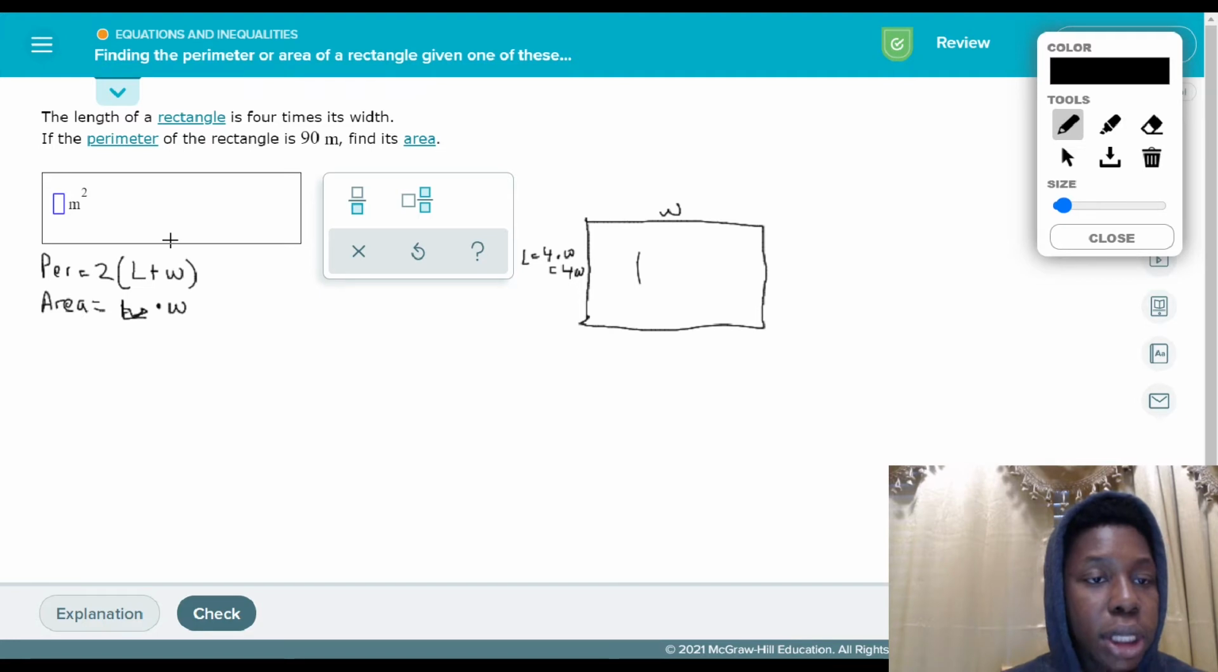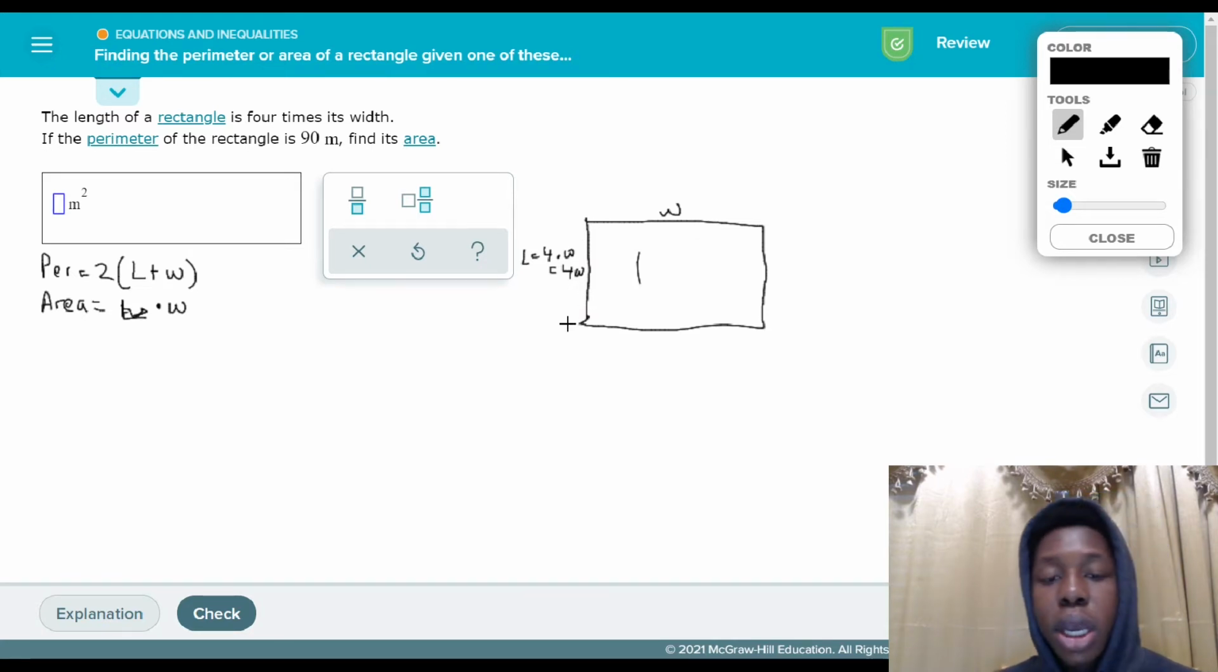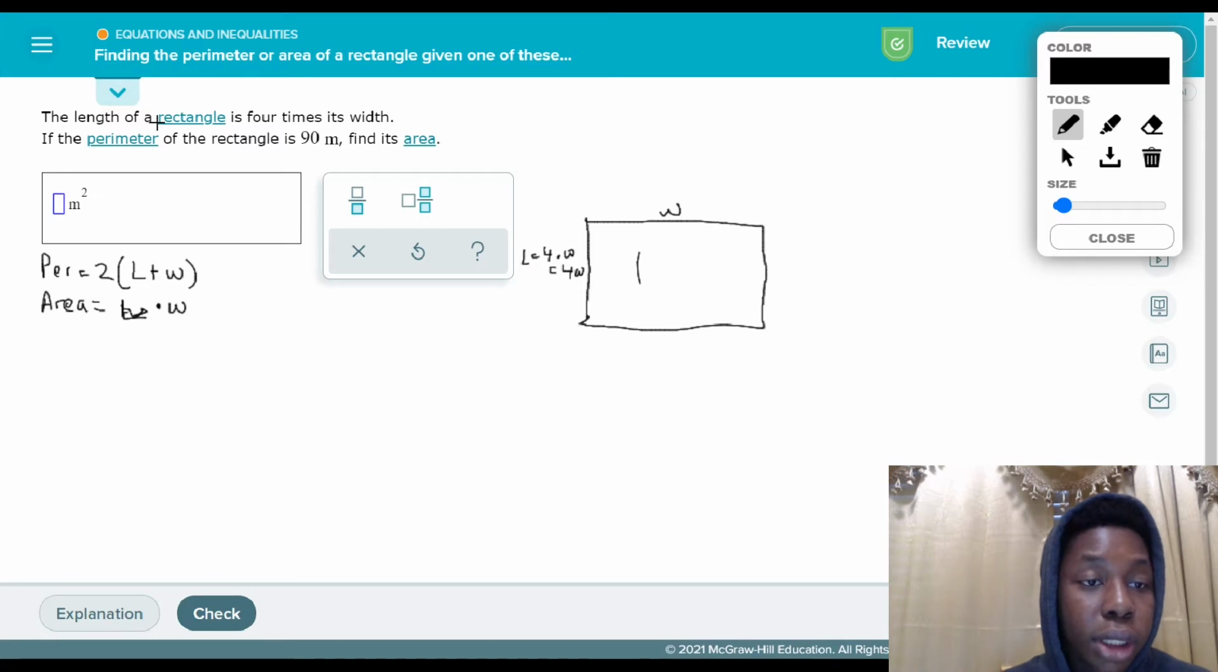This question says the length of a rectangle is 4 times its width. Out here I drew a rectangle. This is the width, basically how wide the rectangle is, and this is the length, basically how long it is. And we're told that the length of the rectangle is 4 times its width.